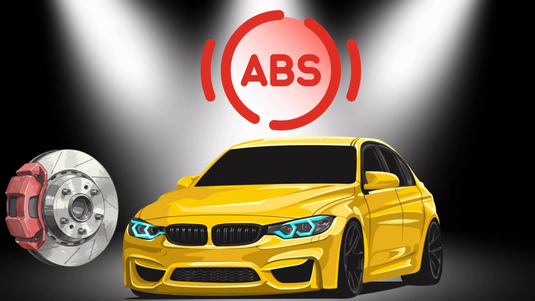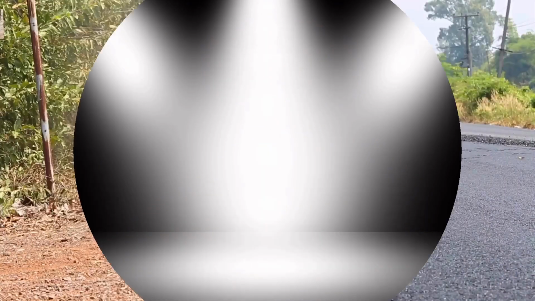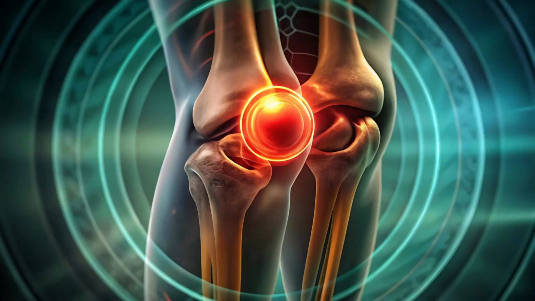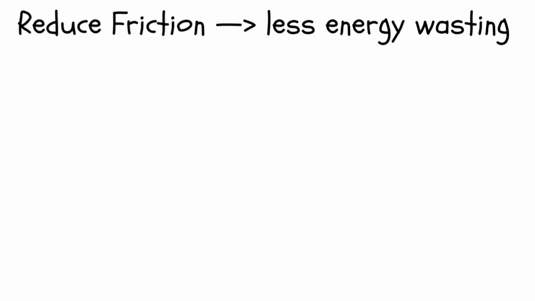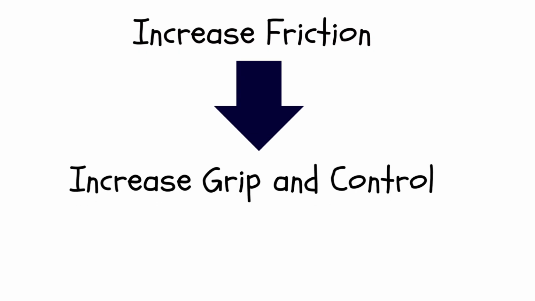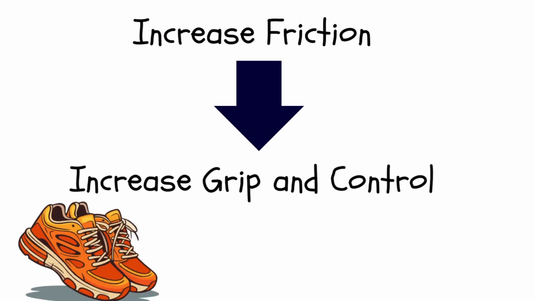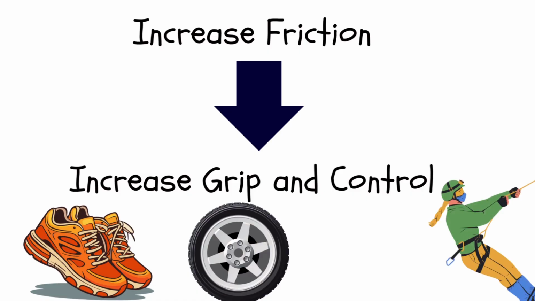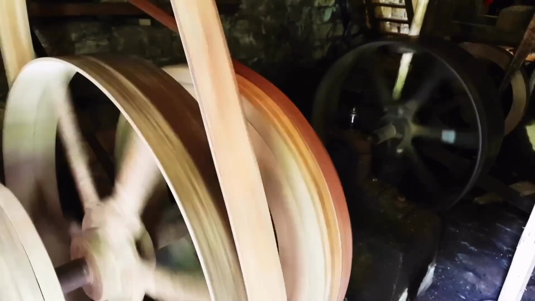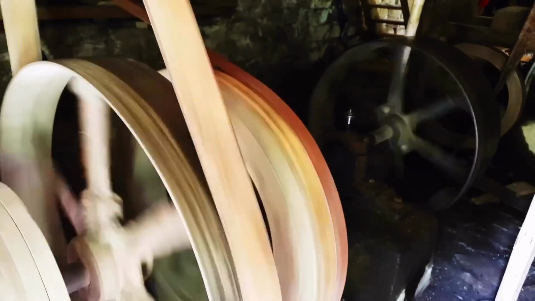These ideas also explain the physics behind road design, tire engineering, sports equipment, and even joints in the human body. Engineers try to reduce friction where it wastes energy, using ball bearings, lubrication, and smooth surfaces, and increase friction where grip and control matter most, like running shoes, tires, or climbing gear. Understanding friction helps you understand why machines wear out, why brakes heat up, and why even tiny changes in surface conditions make a big difference in motion.